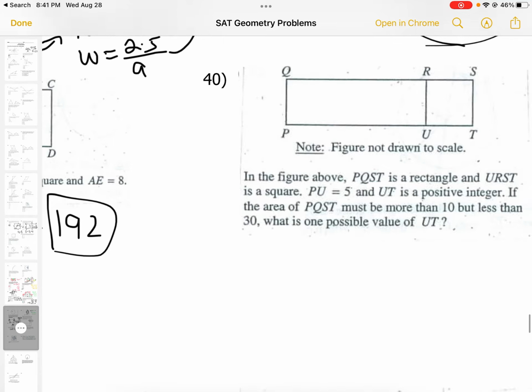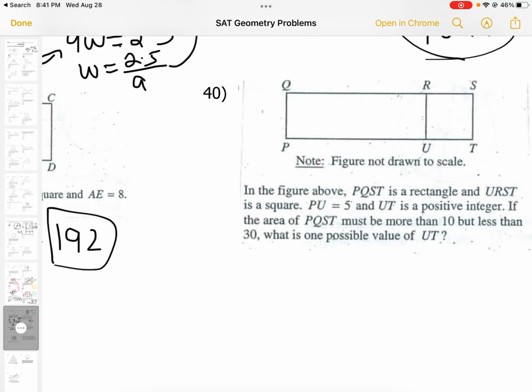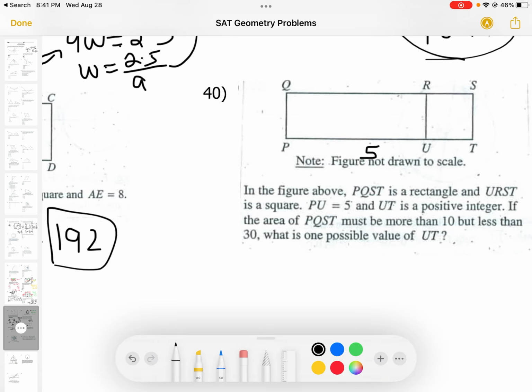Okay, number 40. In the figure above, PQST is a rectangle, and URST is a square. PU is equal to 5. Okay, I'm going to write that down. And UT is a positive integer. If the area of PQST must be more than 10, but less than 30, what is one possible value of UT? Okay, so I'm just going to call UT X, right?